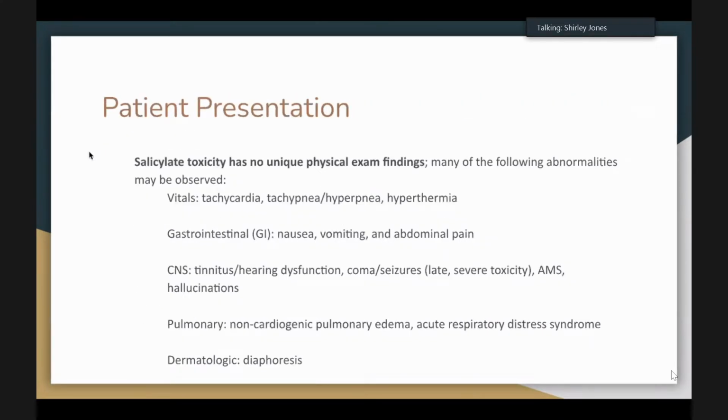So, patient presentation: salicylate toxicity has no unique physical exam findings, but you could see tachycardia, tachypnea, hyperpnea, hyperthermia, nausea, vomiting, abdominal pain, tinnitus, hearing dysfunction, coma, seizures, altered mental status, hallucinations, pulmonary edema, acute respiratory distress syndrome, and diaphoresis.